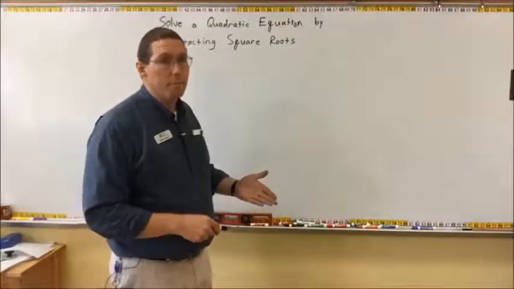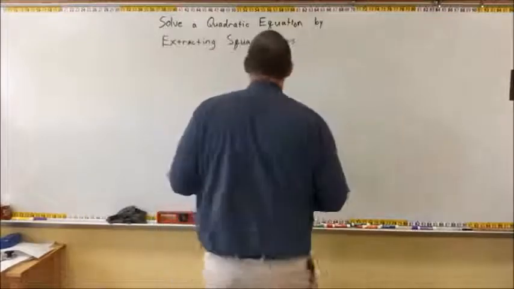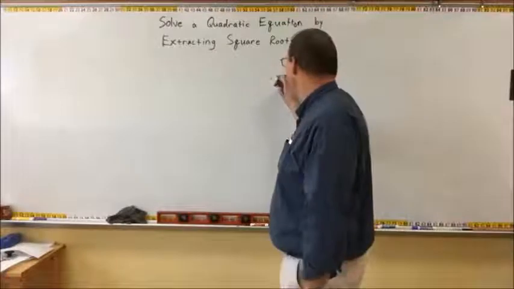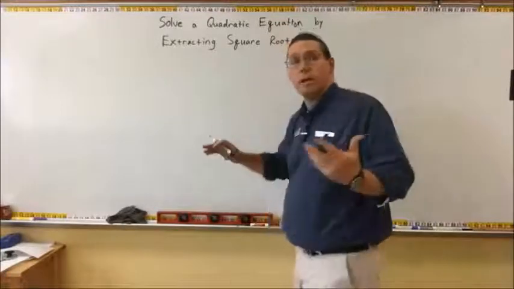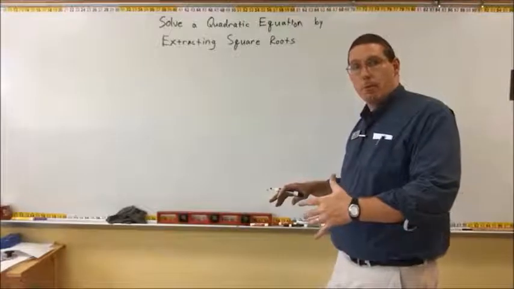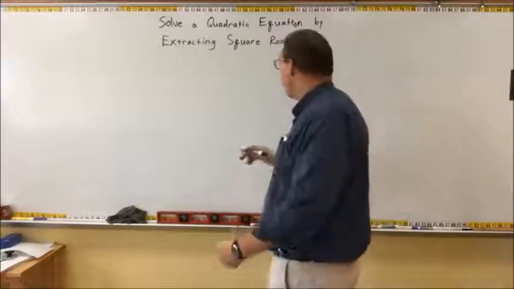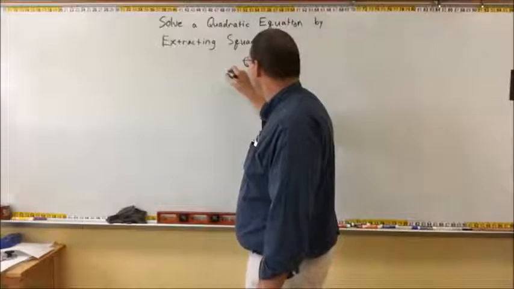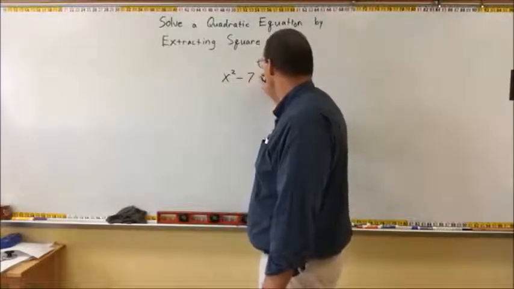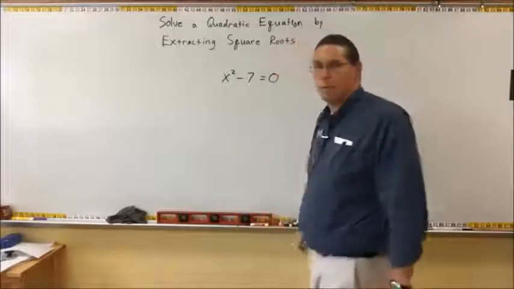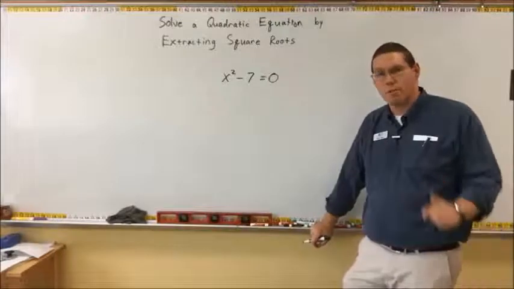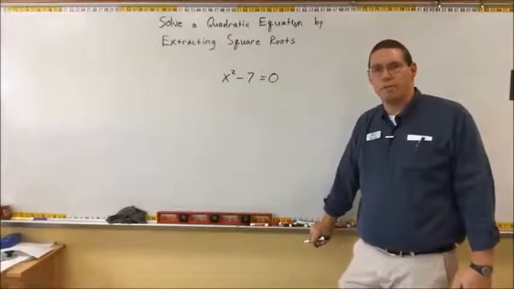But there are times when, if you come down to just x squared and a number, or you have a factor squared and a number, you can actually put the squared factor on one side. So let's say that you have x squared minus 7 equals 0. Let's say this is what you come up with. Now you could actually solve this by factoring, using a difference of squares. But let me show you an alternative method.